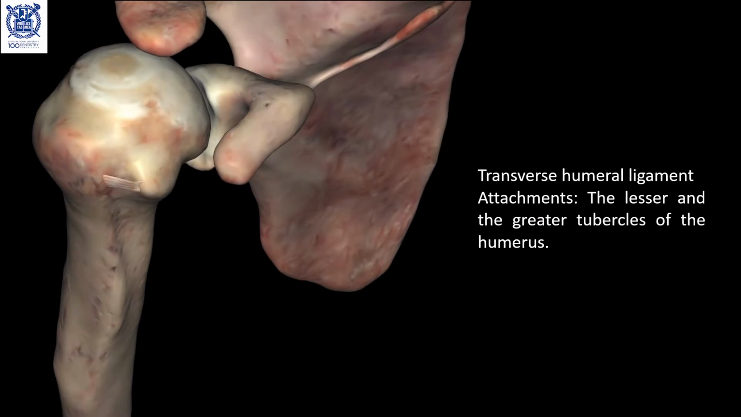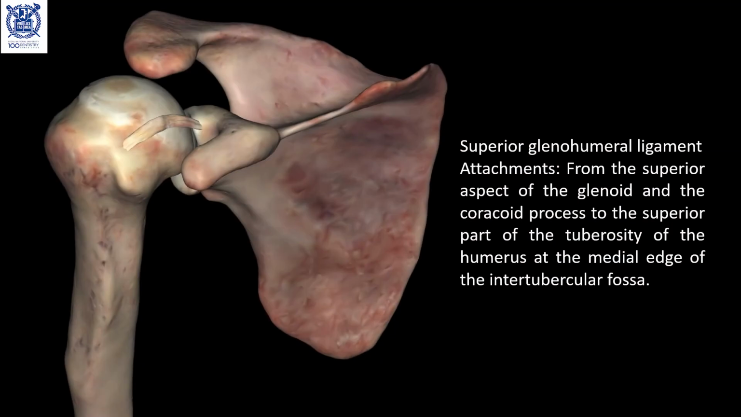Transverse humeral ligament. It is attached to the lesser and greater tubercle of the humerus. Superior glenohumeral ligament. It is attached from the superior aspect of the glenoid and the coracoid process to the superior part of the tuberosity of the humerus at the medial edge of the intertubercular fossa.